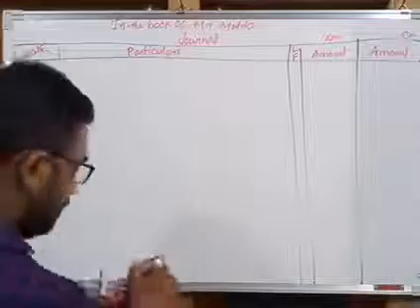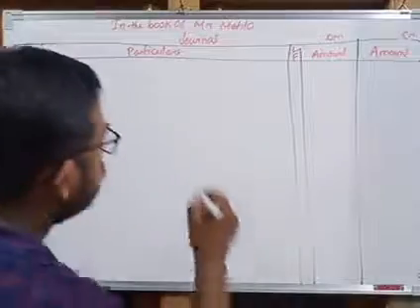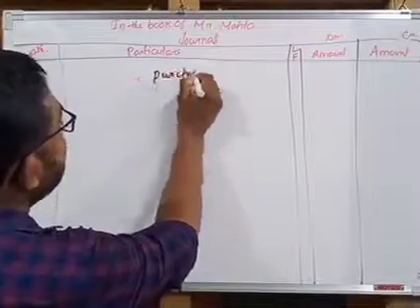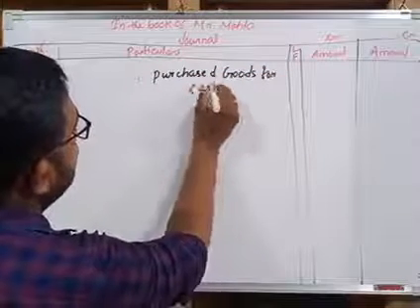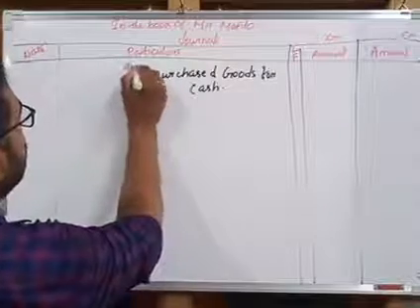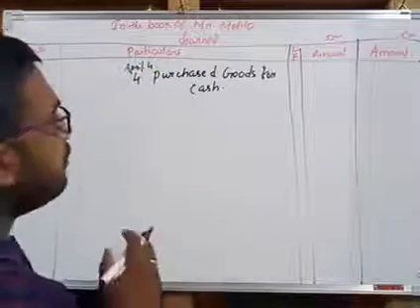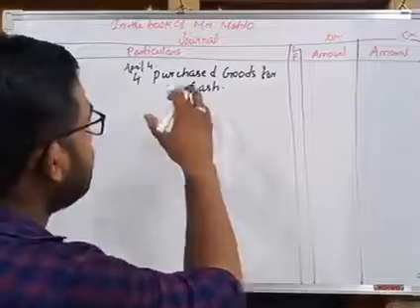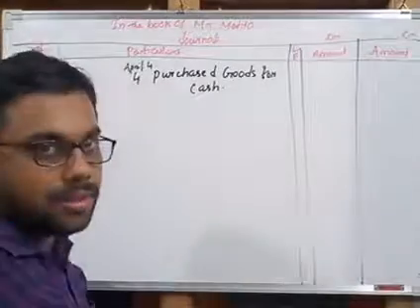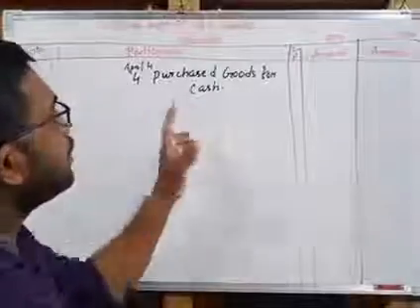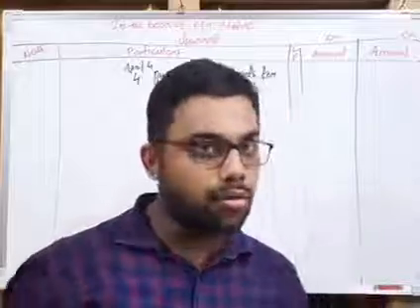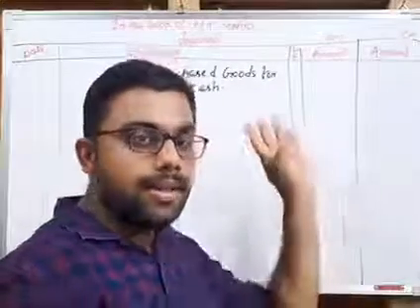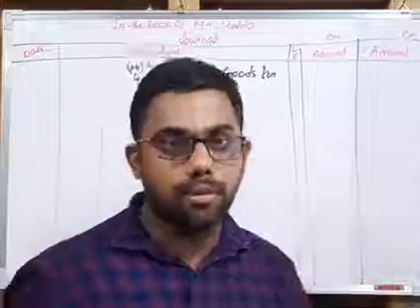So the first transaction is that I am writing the transaction here again. Purchased goods for cash. April 4. Okay, this is the first transaction. I'm just writing it here for your clarity. Okay, so from this transaction, what should we do first? We have to first identify the two main accounts which are affected by this transaction. That means from a transaction we have to find two accounts for recording.